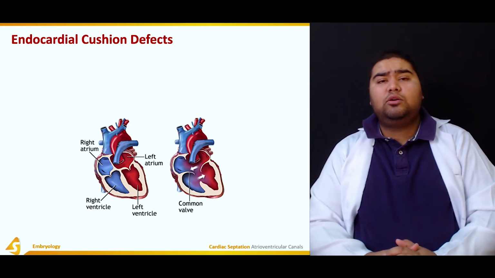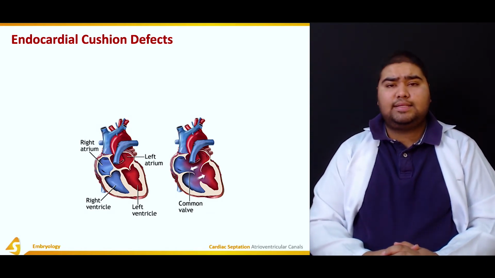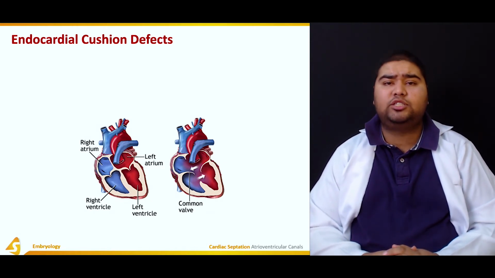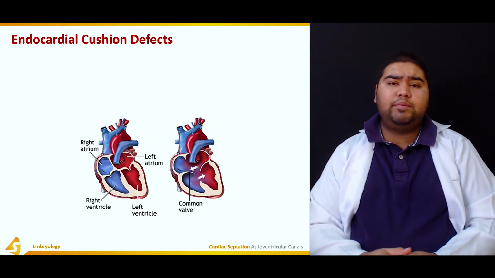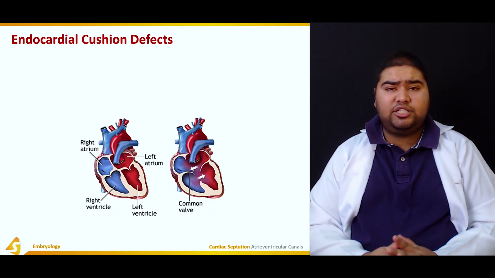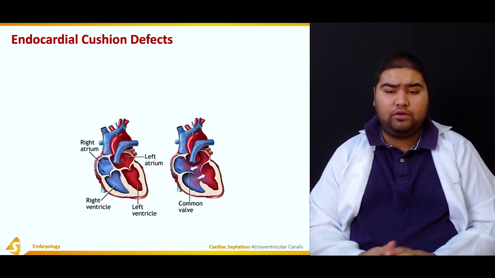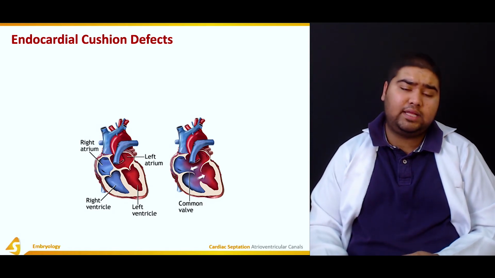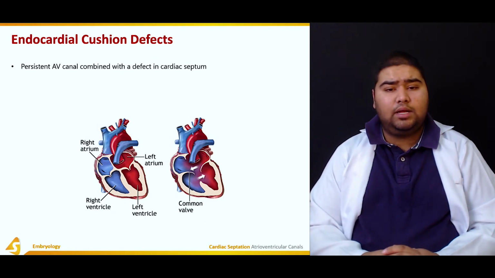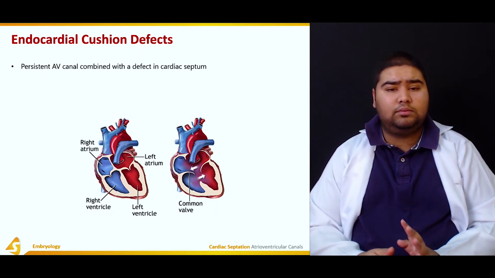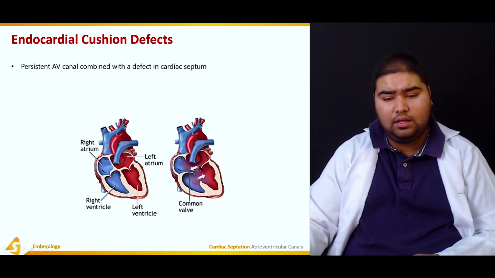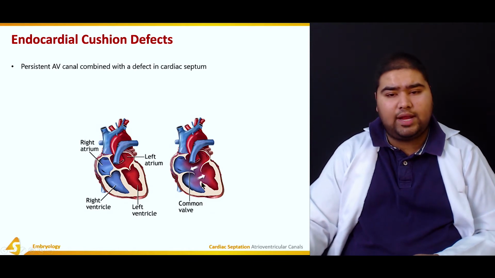We talked about endocardial cushions. They were the extracellular matrix proliferations that were covered by cardiogenic cells. They helped in the formation of AV canals, the membranous portions of the atrial and the ventricular septums, and the partitioning of the septation in the outflow tracts. So what happens if there is a defect in the endocardial cushions? The persistent AV canal combined with a defect in the cardiac septum. So here you can see the AV canals are persistent, and there is a defect in the ventricular septum as well.